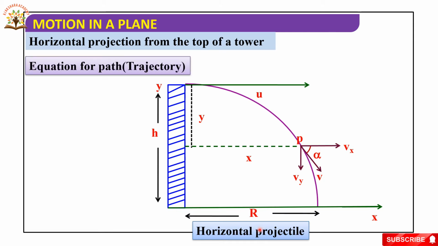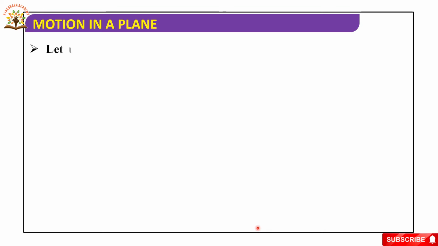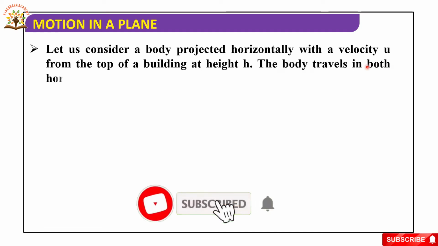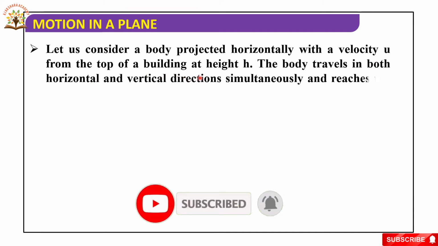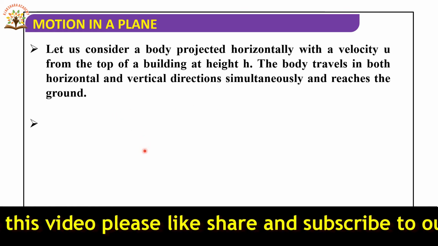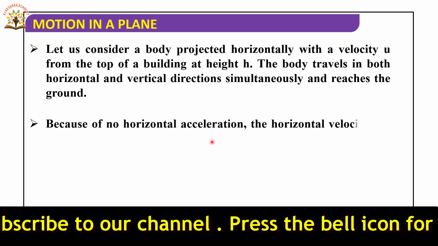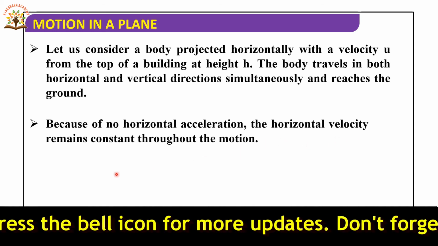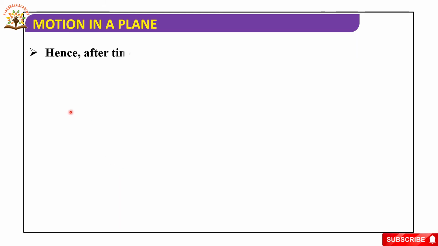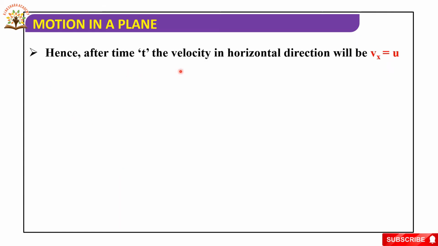Equation for path, that is a trajectory. Let us consider a body projected horizontally with a velocity u from the top of a building at height h. The body travels in both horizontal and vertical directions simultaneously and reaches the ground. Because of no horizontal acceleration, the horizontal velocity remains constant throughout the motion. Hence after time t, the velocity in horizontal direction will be Vx is equal to u.